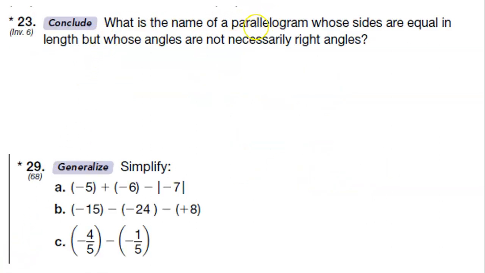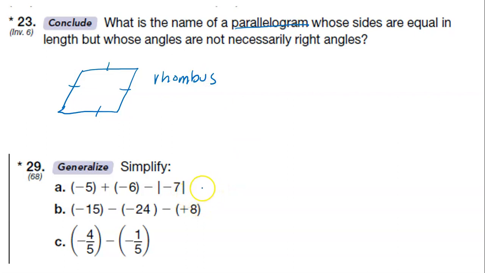Okay, what is the name of a parallelogram? So that means two pairs of equal sides, whose sides are equal in length but angles are not necessarily right. So like, this is a parallelogram. The sides can be the same length. The angles are not necessarily right angles. So this is a rhombus.